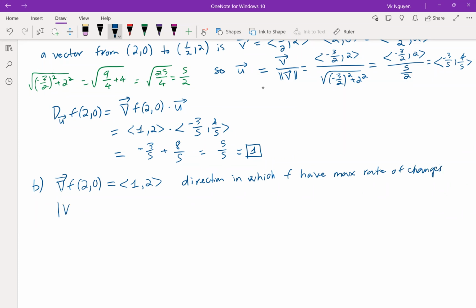The magnitude of it is going to be the max rate of change. Okay. Example.